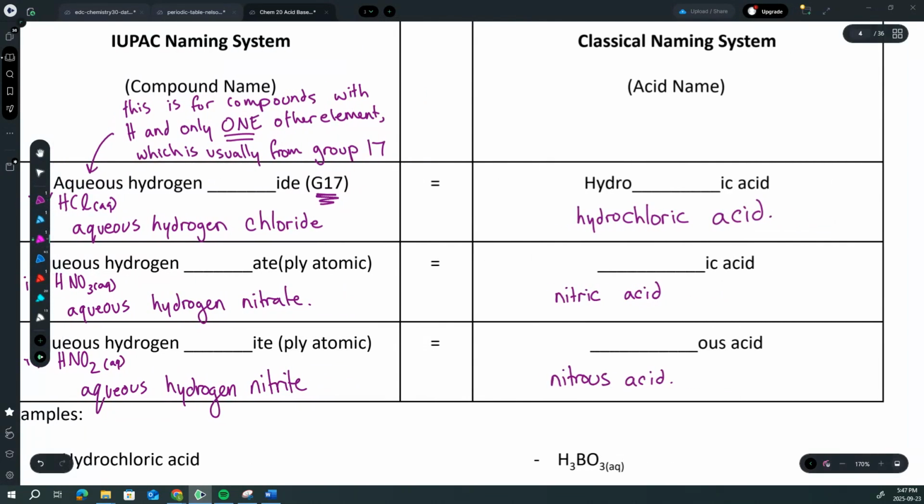Okay, so how you can distinguish this first case that we had, where we were naming our acid hydro, then the root word coming from the element, and then ic acid, versus these two here, is that in this first case you're only going to have hydrogen with one other element, but with these other two you're going to have hydrogen with more than one other element. And if you have hydrogen with more than one other element, you are not going to put hydro in front of the name. Notice that in these last two cases we did not write hydro.